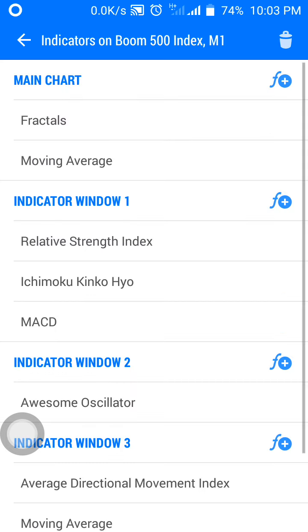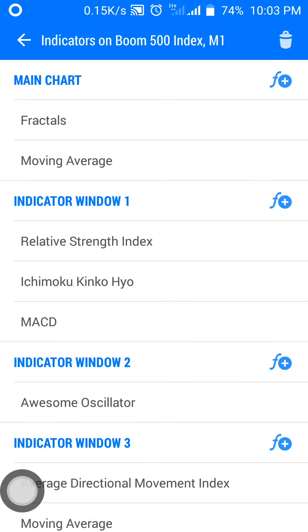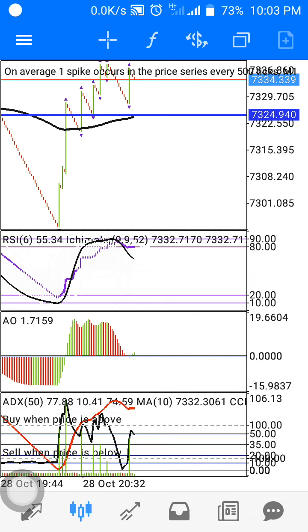Click on done. Now the last window here is for something else, for catching spike, which we will discuss in our next video, so stay tuned so you don't miss that video. That is the window down. The window down here is a different strategy I'm testing right now. It is for catching spike, and wow, you will love it, so don't miss out.